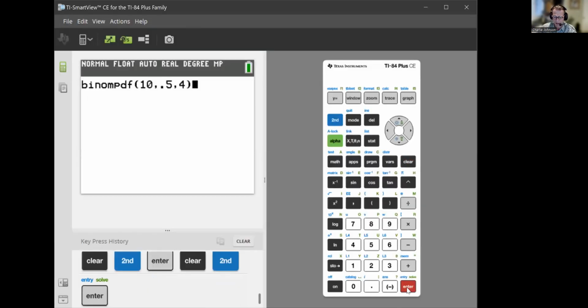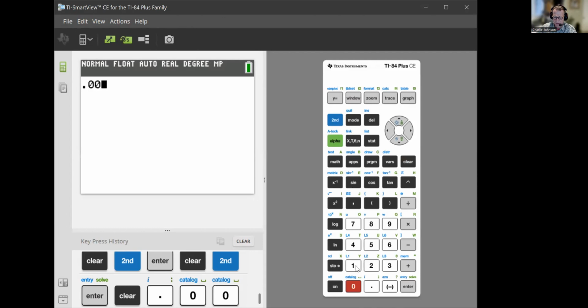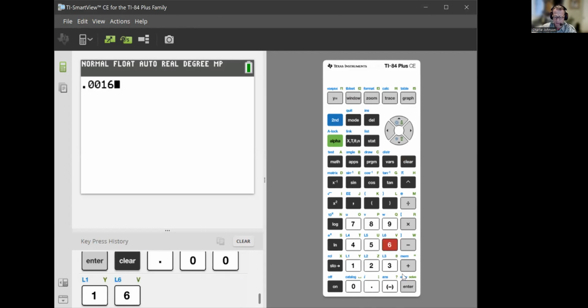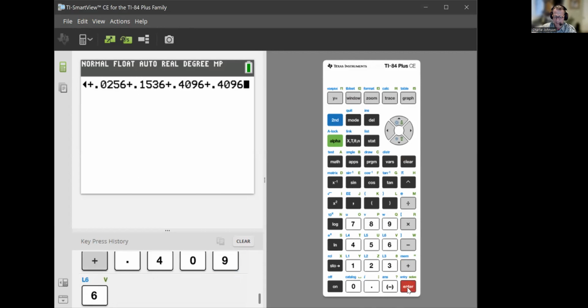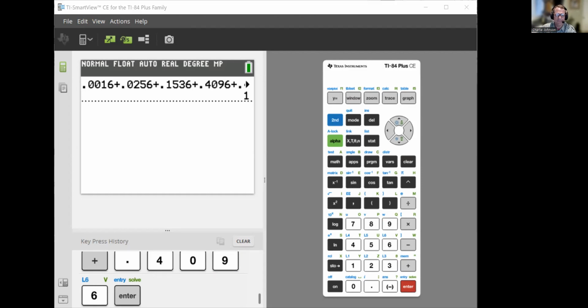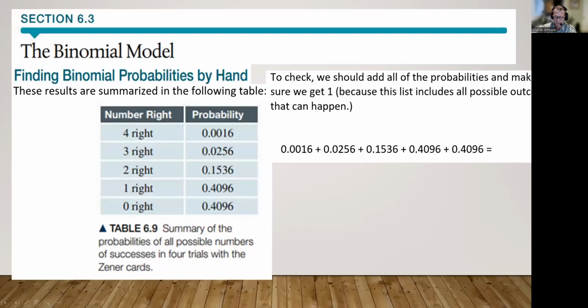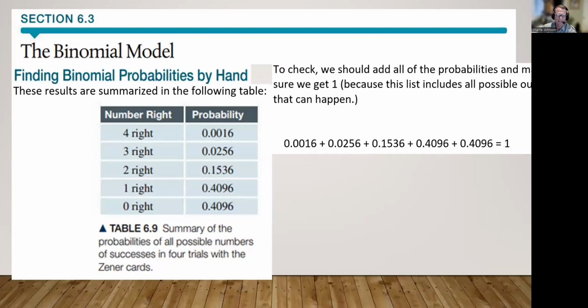And so putting these into the calculator, 0.0016 plus 0.0256 plus 0.1536 plus 0.4096 plus 0.4096. And that gives us 1. So that's just to double check that we've done everything correctly. Okay, so we see that we get 1 on that.